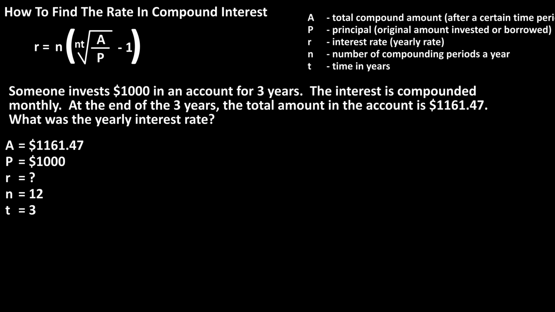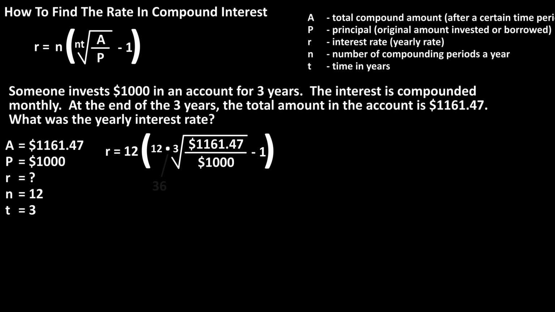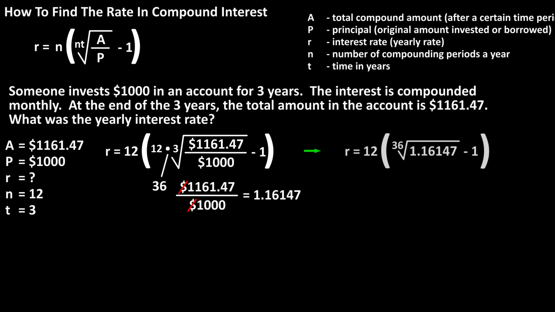So now we can plug into the formula. We have R, or yearly interest rate, equals 12 times the quantity, 12 times 3 root of $1,161.47 divided by $1,000 minus 1. We know that 12 times 3 equals 36, and $1,161.47 divided by $1,000 calculates to 1.16147 rounded off, and the dollar sign cancels out. Now we have 12 times the 36th root of 1.16147 minus 1 equals R.